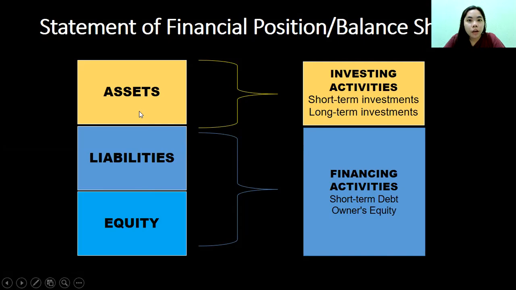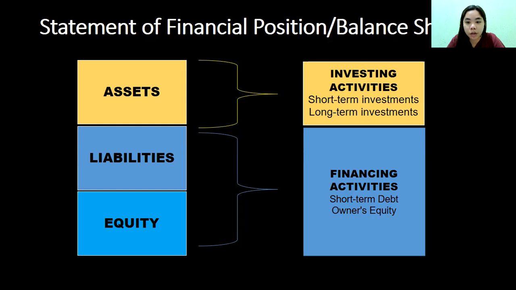Now to review, as in our module, we have in our assets the investing activities. We do that into our assets, which consist of our short-term investments and long-term investments. So when we do investing activities, that affects our short-term and long-term investments. But as to the liabilities and equity, we do the financing activities, in which we use short-term debt, and the owner's equity is affected since we buy and sell shares of stocks. That is why financing activities affect our liabilities and equity.